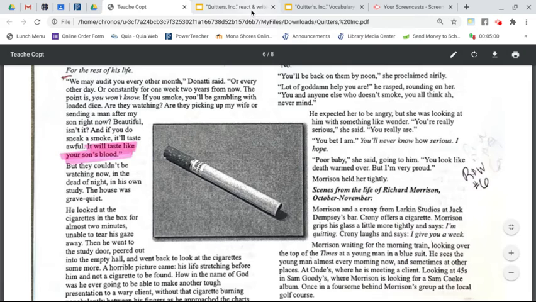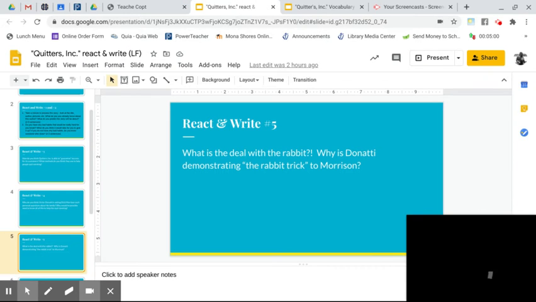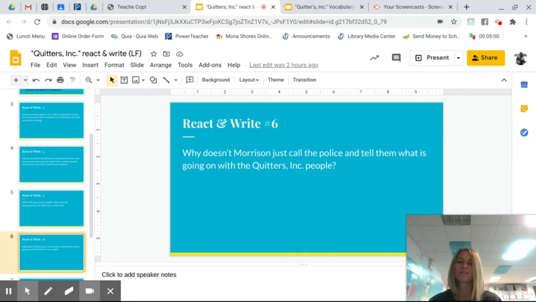Okay, react and write number 6. Number 6 is, why doesn't Morrison just call the police and tell them what is going on with the Critters Inc. people? What do you think? What do you think the reasoning for that is? Why doesn't he just call the police? It just seems so simple. Okay, so pause it, answer the question, and then we'll continue on.